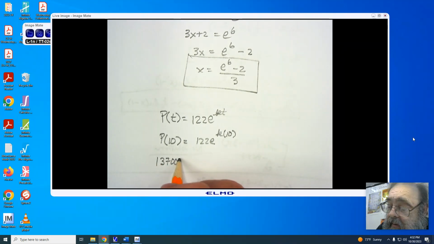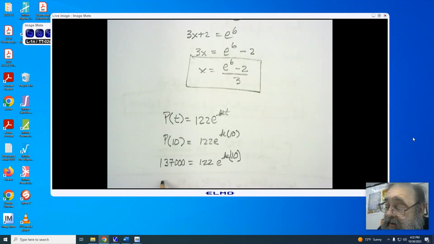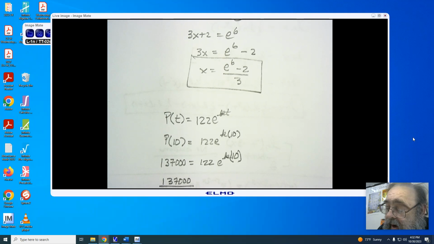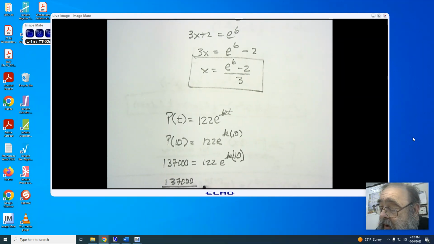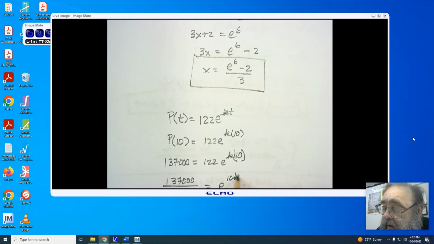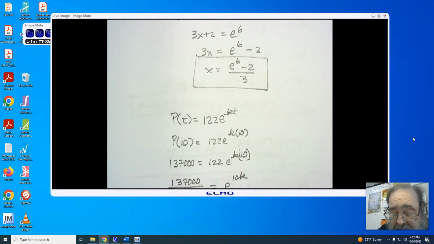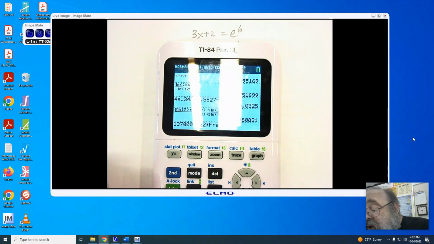137,000 equals 122 e to the k times 10. I'm going to divide, so I have 137,000 divided by 122 equals e to the 10k power, and I'm going to exponentiate. Now be aware you can get a better number or fraction by simply putting in 137,000 divided by 122, and then hit math, fraction, enter.